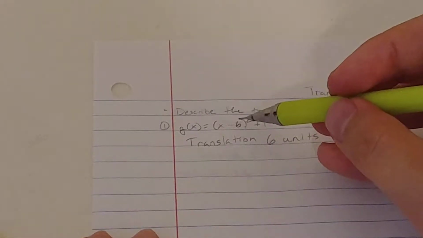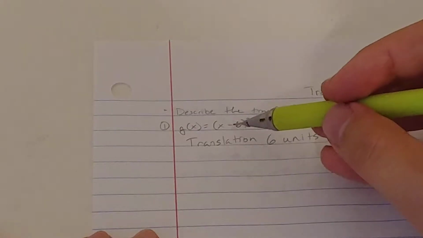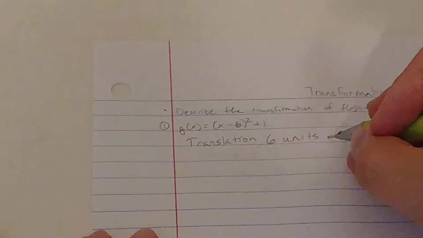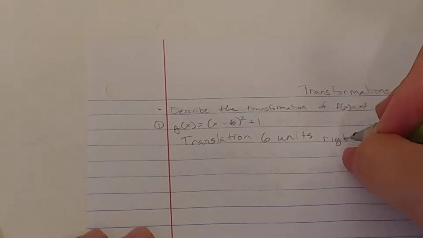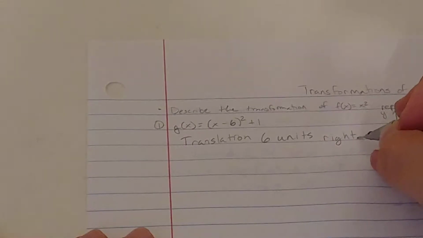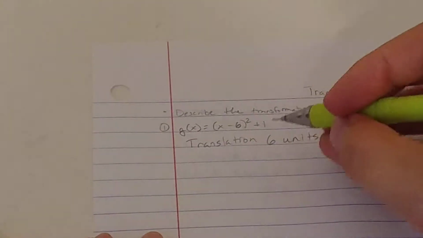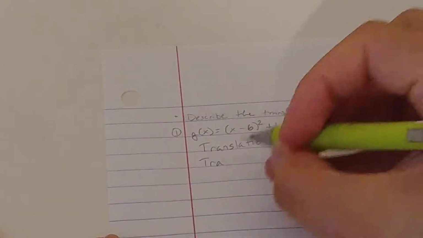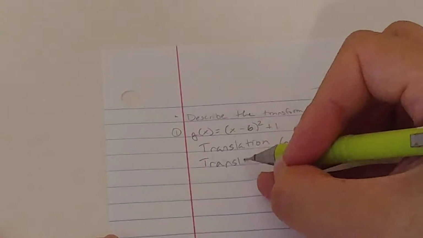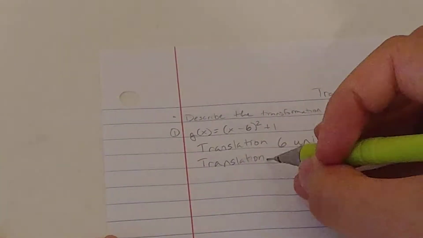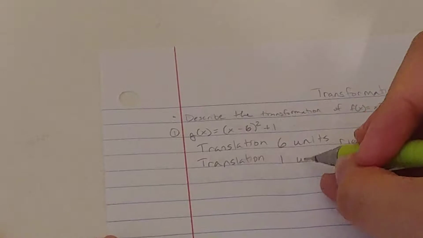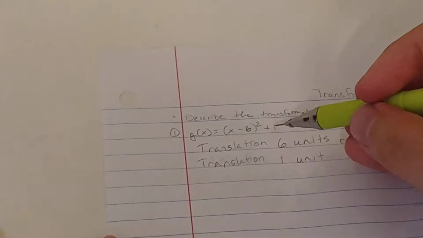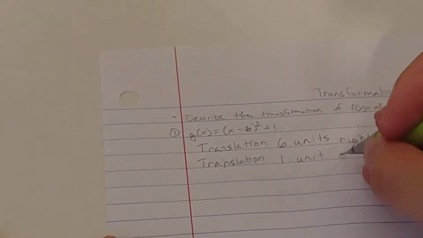Usually we think negative is left, but it's actually right. Think opposite because it's horizontal. 6 units to the right, and the plus 1 on the outside. Remember, adding and subtracting is just translations. Inside is horizontal, outside is vertical. So here, for vertical, it is what it is. It's positive, so that's going to be 1 unit up.